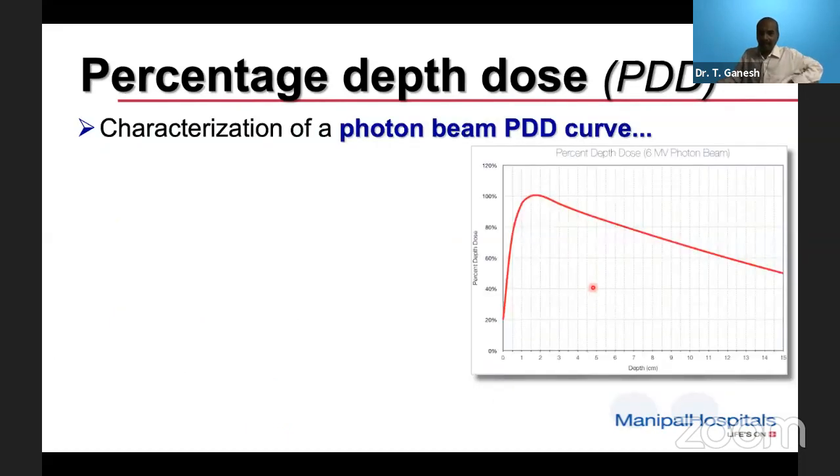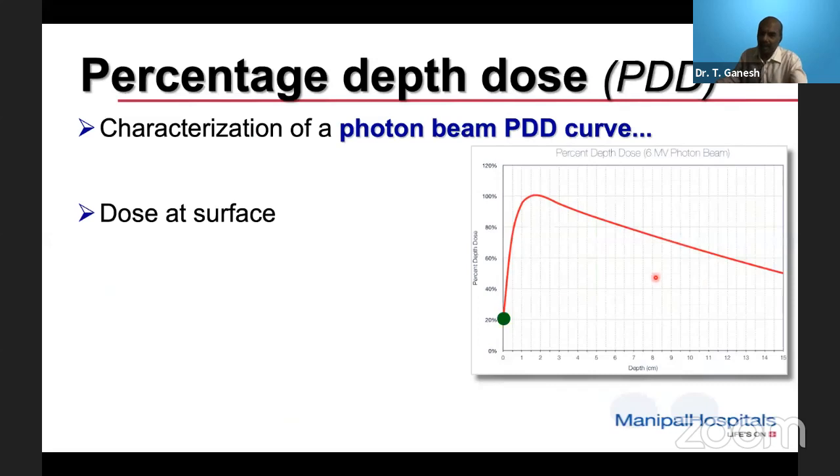Now let's see what the percentage depth dose curve looks like. Again, most of you must have seen this. This is the typical shape of the percentage depth dose curve for a 6 MV photon beam, with depth in centimeters and percentage depth dose. It rises up to a maximum of 100, and after that there is an exponential decay. So if you try to characterize this photon beam, this is what we get.